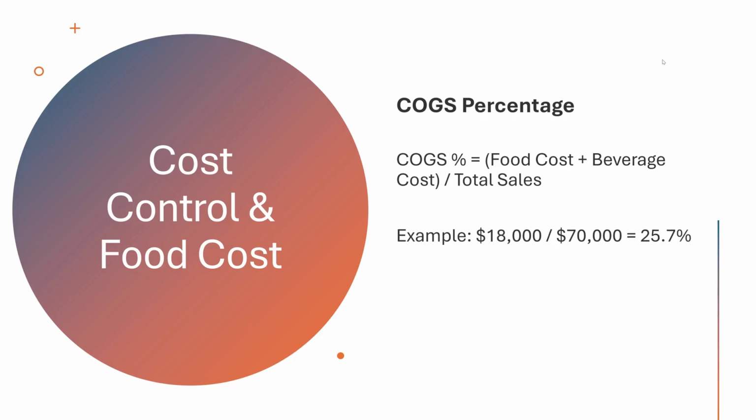An example here would be if we had a food and beverage cost of $18,000 and our total sales was $70,000, we divide 18 by 70 and we get 25.7% as an expense percentage or a cost of goods sold percentage. So we want to make sure that we're using the correct sales numbers for accurate calculations.